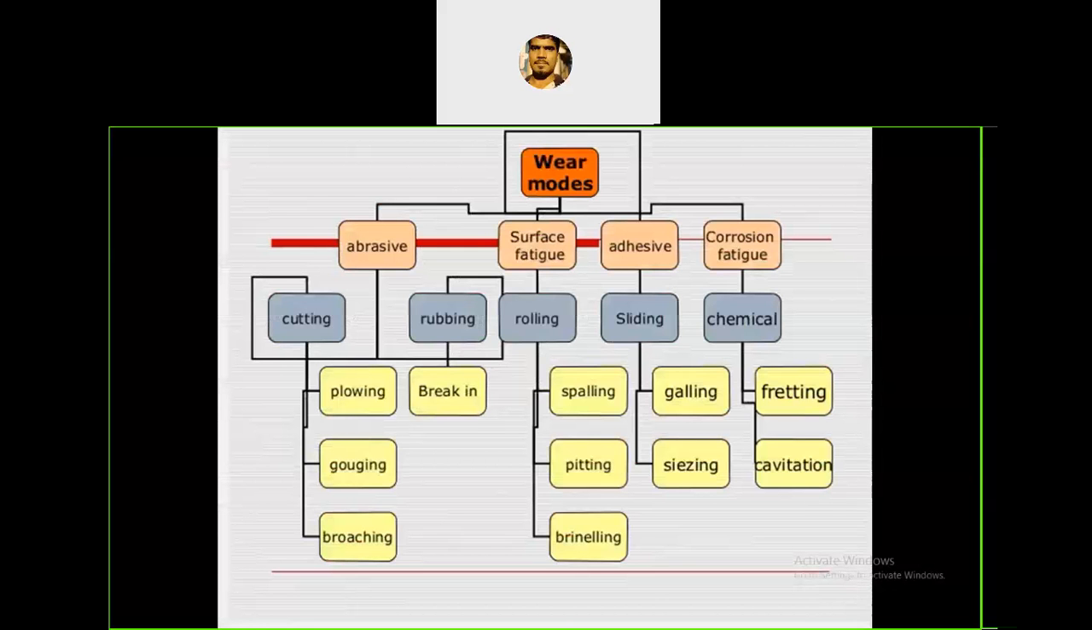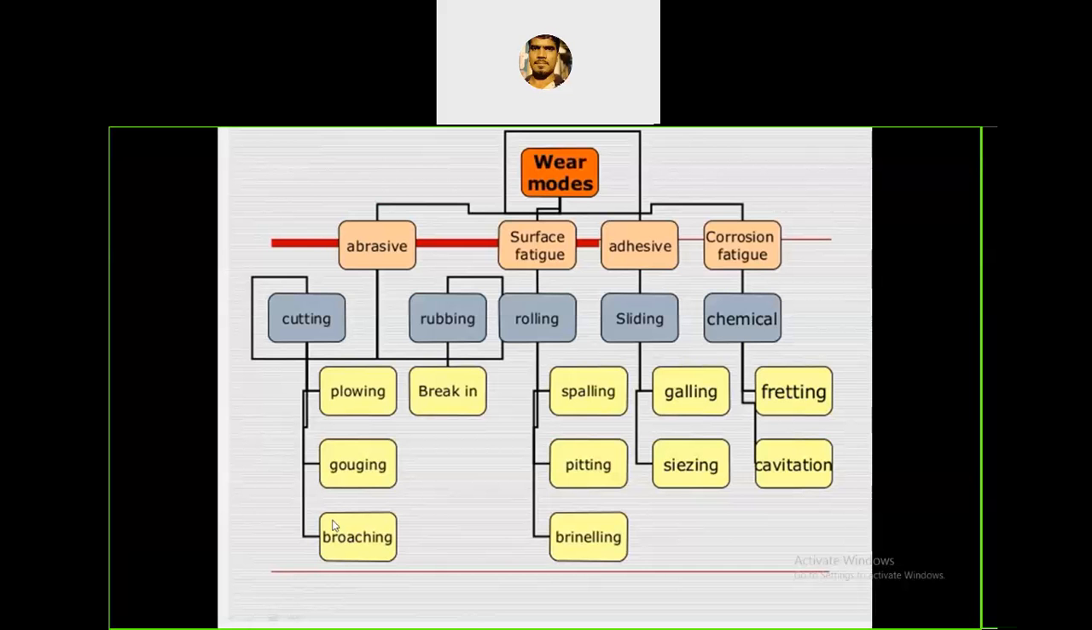These are the wear modes: abrasive, surface fatigue, adhesive, and corrosion fatigue. These are the main mechanisms, and along with abrasive there are so many actions: a cutting action, plowing action, which we already discussed in the earlier class, rubbing action, break-in, blowing, broaching. So many operations are taking place. Broaching, I think you already studied what is meant by broaching.